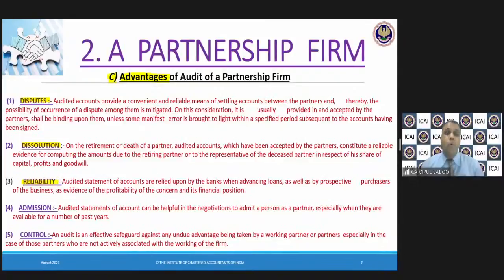Reliability: obviously, if courts are considering it as evidence, then they are reliable. That is why courts are considering it as reliable.